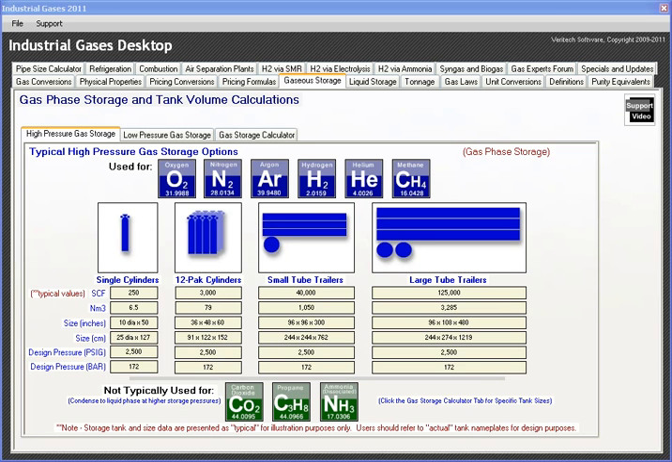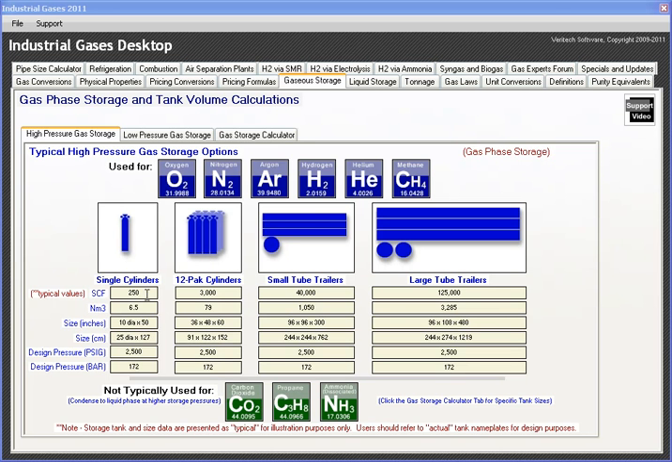storage. High pressure. Typically in single cylinders or 12-pack cylinder banks or small tube trailers or large tube trailers. And the typical values are presented here in this table. 2500 psig is common. Some go a little bit higher, some are lower. The approximate volume for each of the four different high pressure storage forms are shown here.